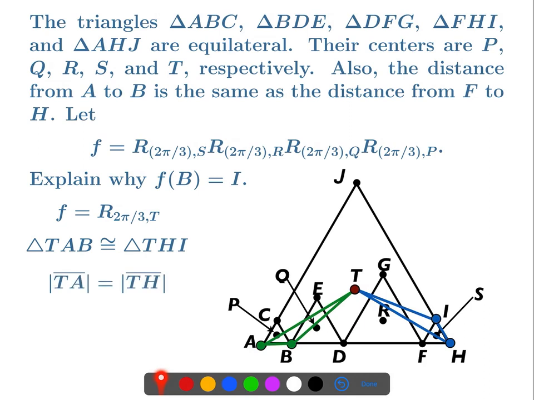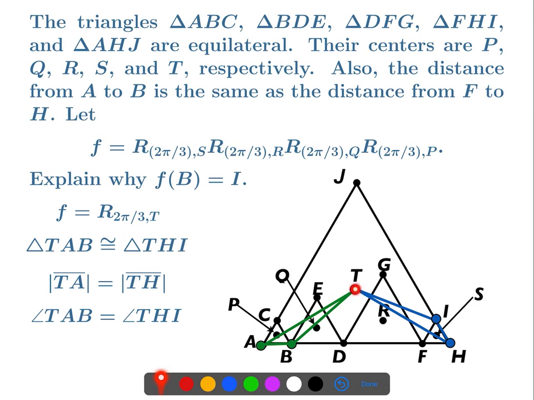Well, let's see what we have. We have the distance from T to A and the distance from T to H are the same. T was on the perpendicular bisector of AH again, so TA and TH have to be the same length. Why are these angles the same? TAB and THI. Why would those be the same angles?